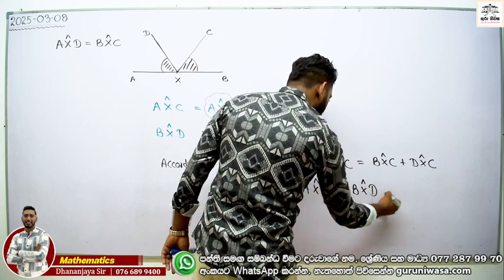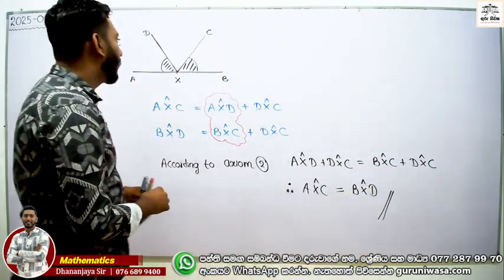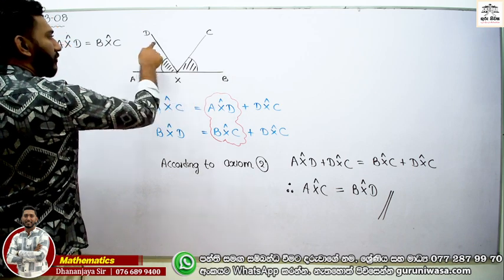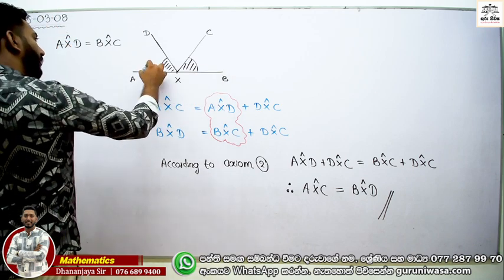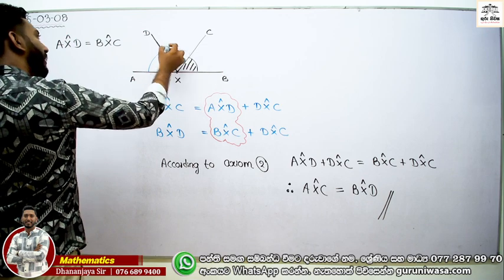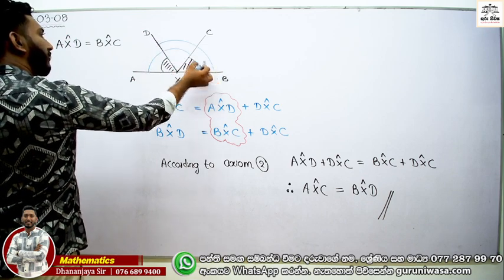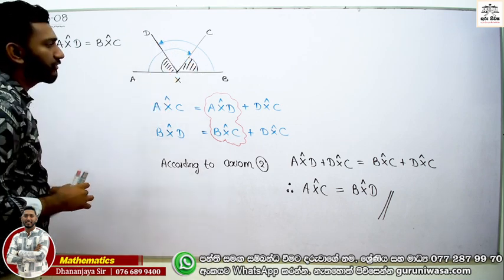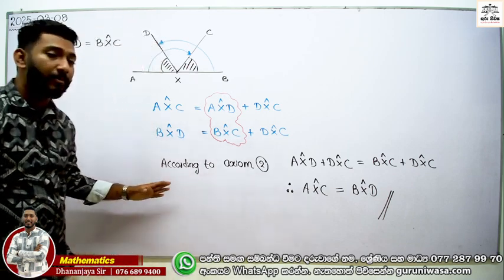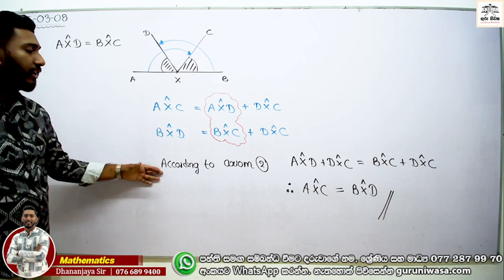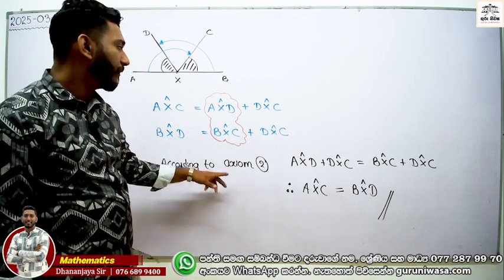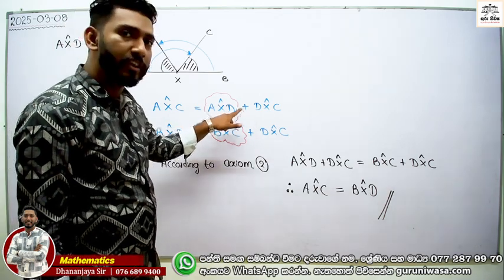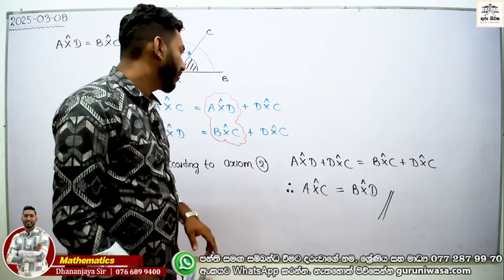Angle BXD. Yes. Look at that. AXC and BXD both are equal, right? And this one as well as this one. These obtuse angles are equal, right? And this is a theorem. This is related to axiom number 2. Because the same quantity added to an equal quantity, that quantity becomes equal.